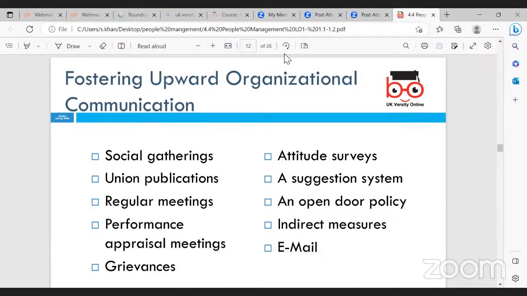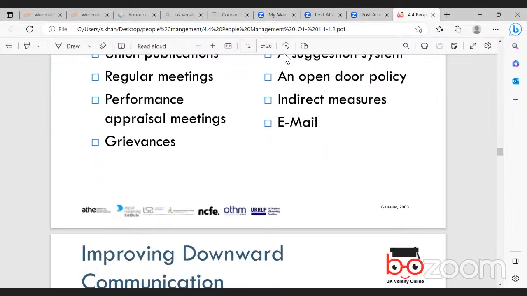Fostering upward organizational communication: social gatherings, union publications, regular meetings, performance appraisal meetings, grievances, attitude surveys, a suggestion system, an open door policy, which works well in some organizations and doesn't work well in others, indirect measures, and emails. So these are ways to foster upward organizational communication.